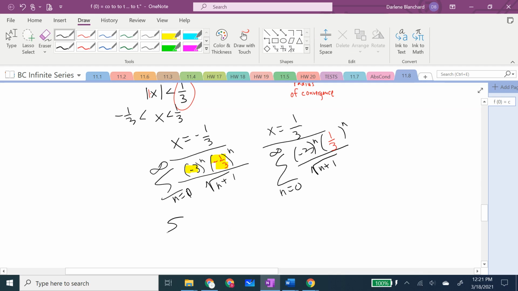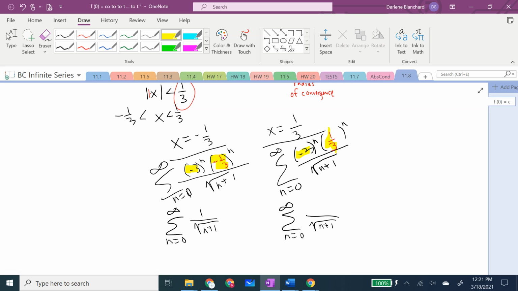So with this first one, when I simplify, I end up with 1 over root n plus 1. And on the second one, what does it simplify to? What is its numerator going to become? Bingo! Yep, -1 to the n.